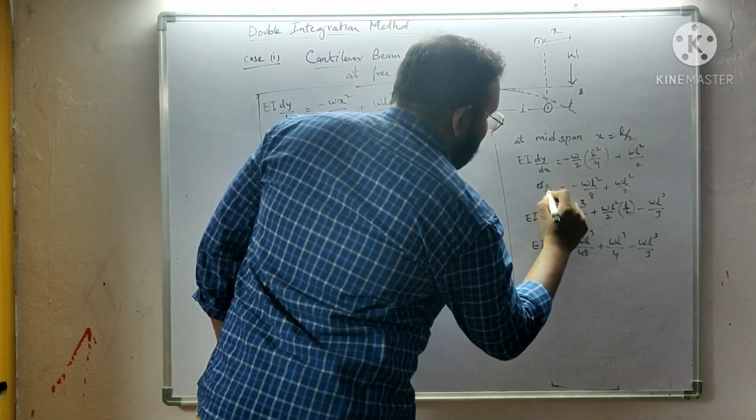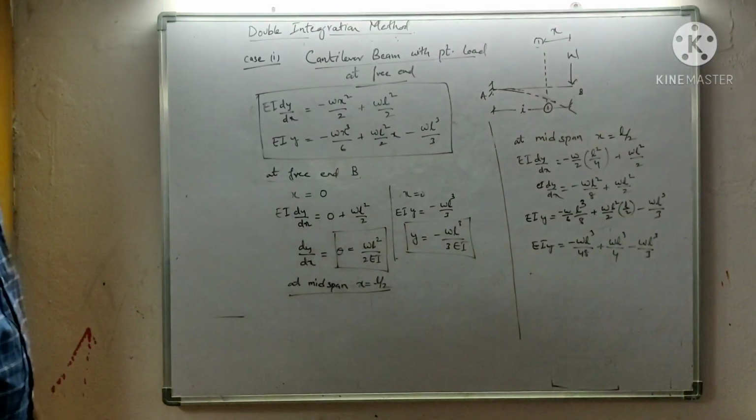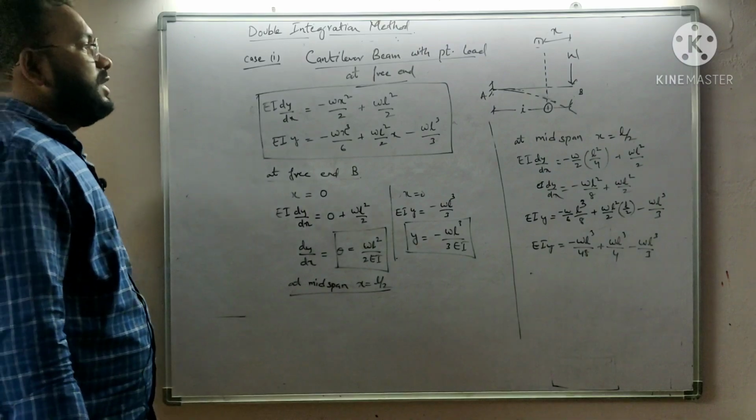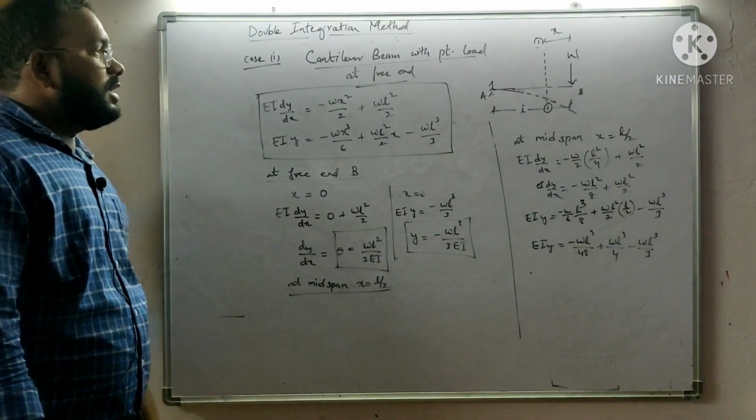So this is EI dy by dx, or EI theta, and this is EIy. Simplify this one. So that's all for today's class.